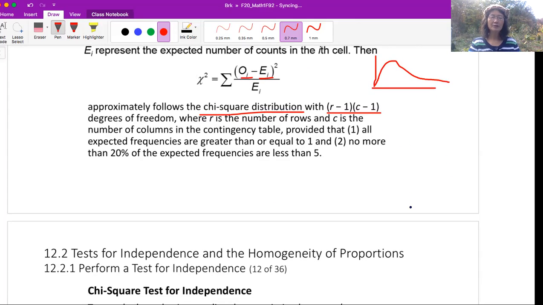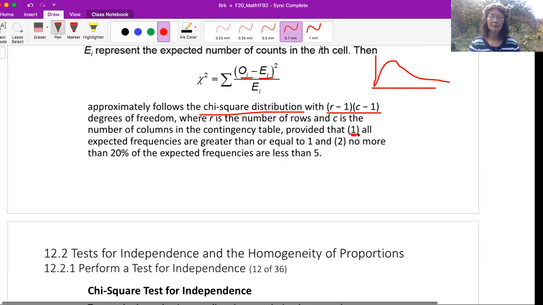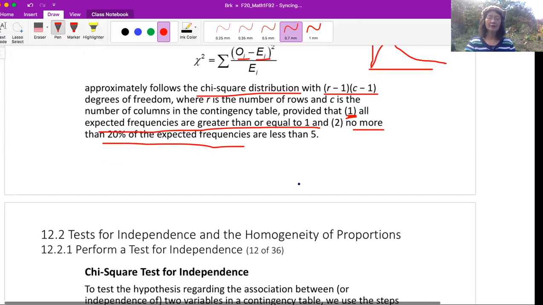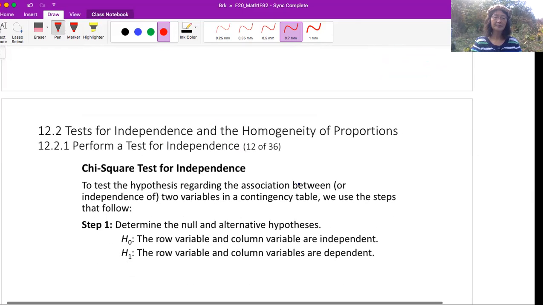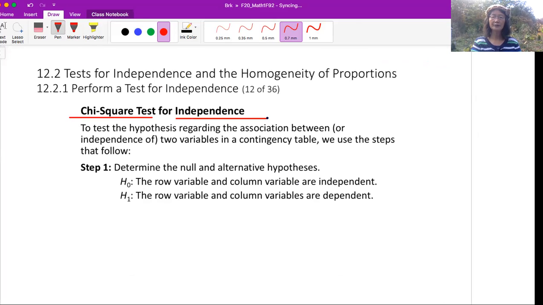And also make sure we have the requirements for the chi-square test. The first requirement, all expected frequencies are greater than 1. Second, no more than 20% of the expected frequencies are less than 5. Okay, so that is the chi-square distribution. Now let's use the chi-square test for independence to see if the column variable is independent of the row variable.